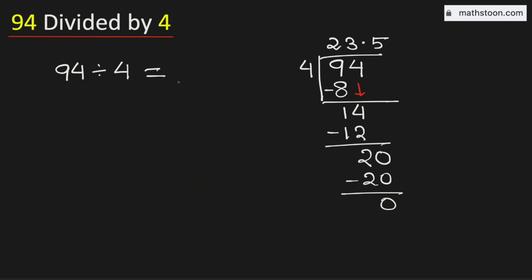Therefore, 94 divided by 4 is equal to 23.5, and this is our final answer.